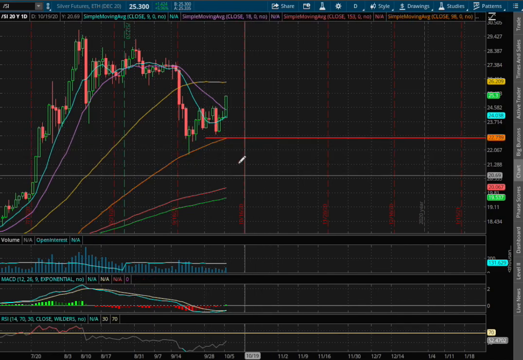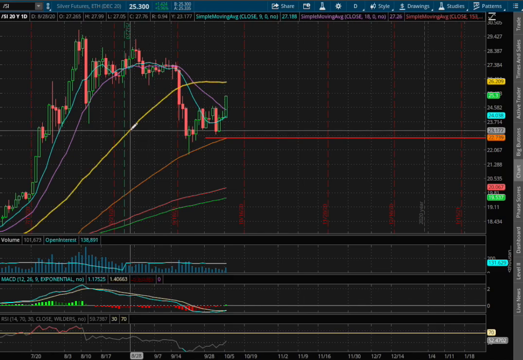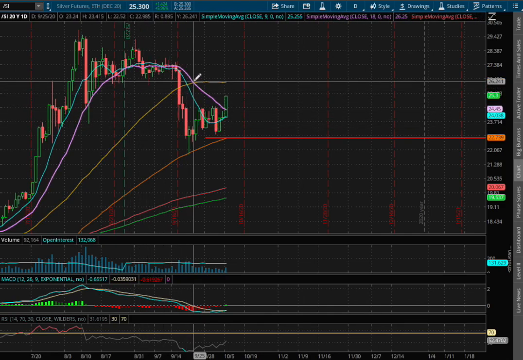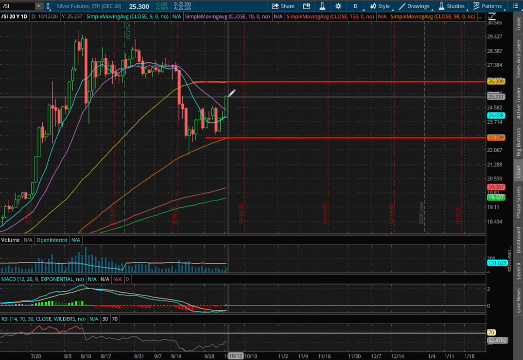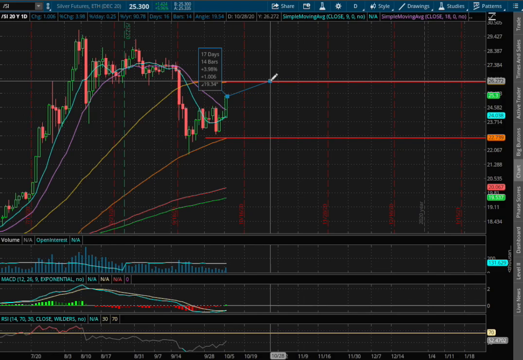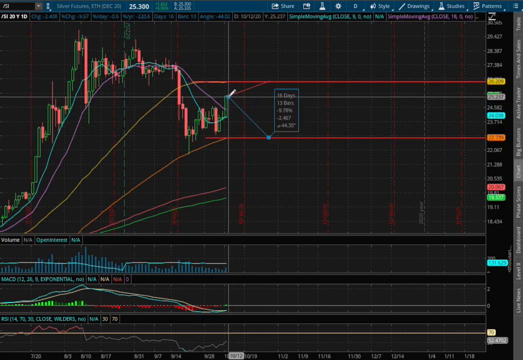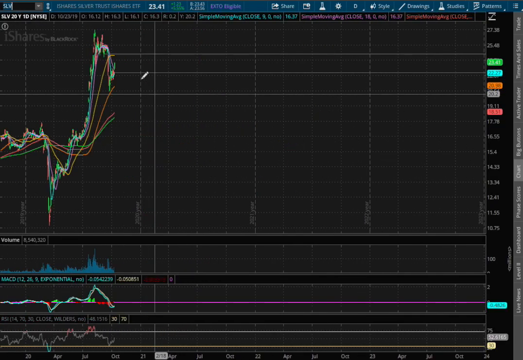$22.74. On the other hand, the next possible resistance will be the 50-day moving average, this yellow line. We have yet to test it, and that is at the price of $26.21. So the price movement to resistance is roughly around, say, 4%, and to the support level, that price movement is around 10%. So for the trade idea of the week, I'll be trading SLV.